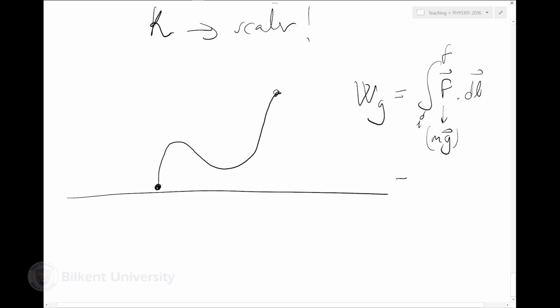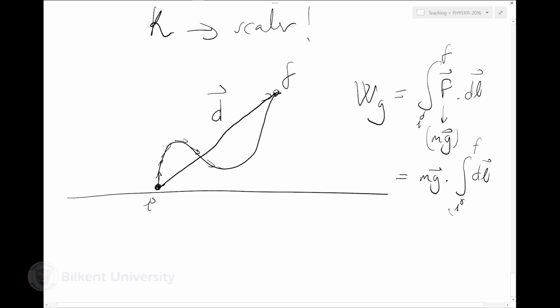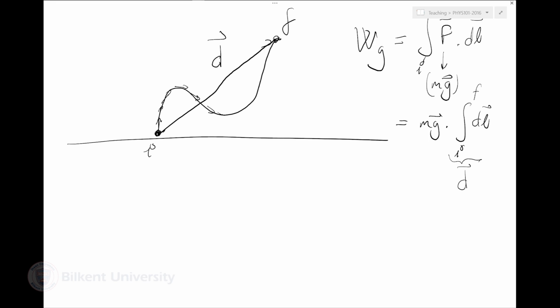What's the integral dl from initial point to final point? That's basically the summation of all these small vectors. The summation of all these small vectors gives you just a big vector from the initial point to the final point. That's your full displacement vector. So this is going to be d. That's the meaning of the line integral. That's the simplest line integral we can do. So work done by gravity is apparently always mg dot d.